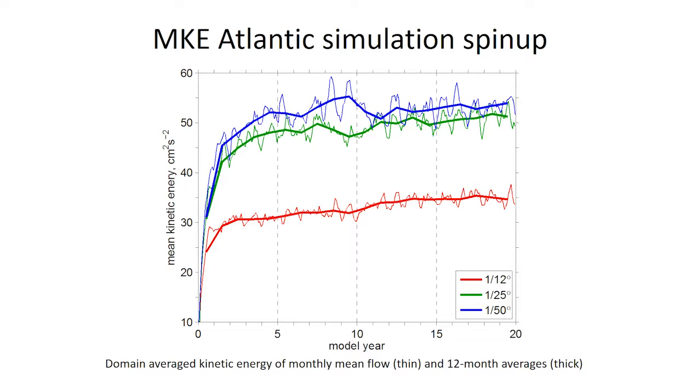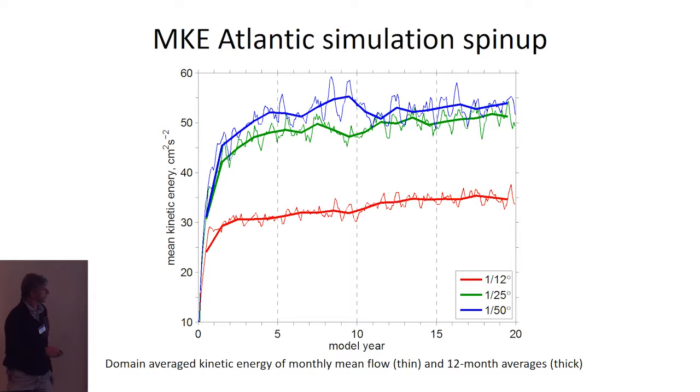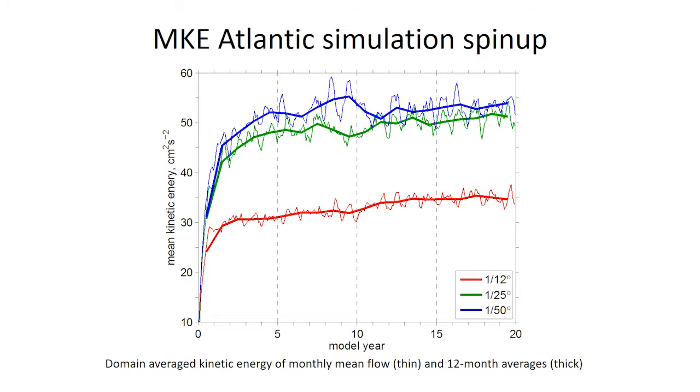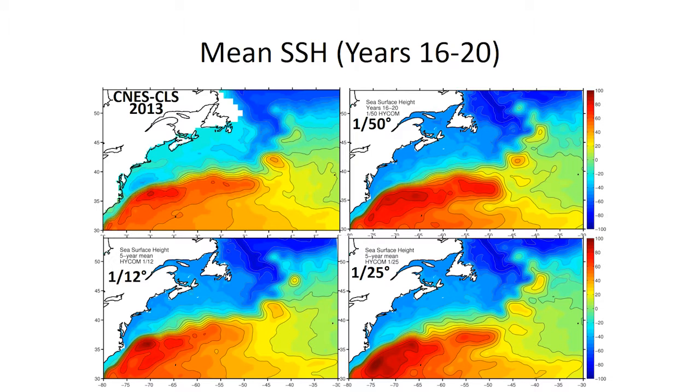Okay. So here is the average mean kinetic energy over the domain. As you see, as you decrease viscosity, as you go from 1/12 to 1/25, you double the amount of mean kinetic energy within the system. Since we roughly kept the same viscosity in the 1/50th degree, they're about the same level. The increase is associated with more sub-mesoscale activity.